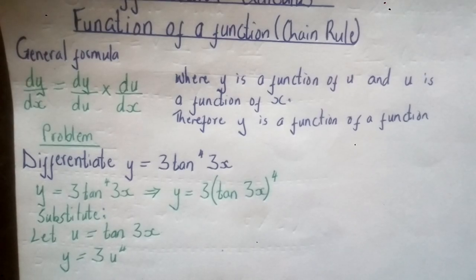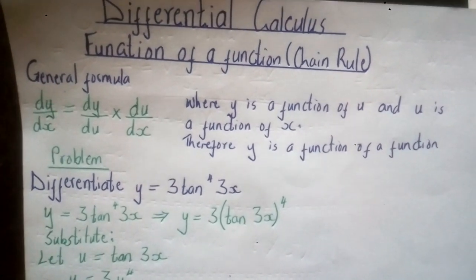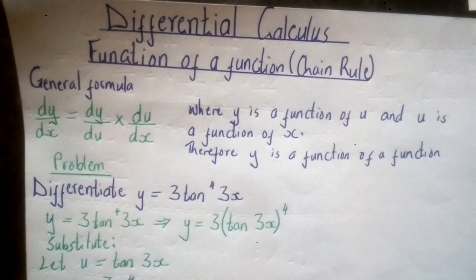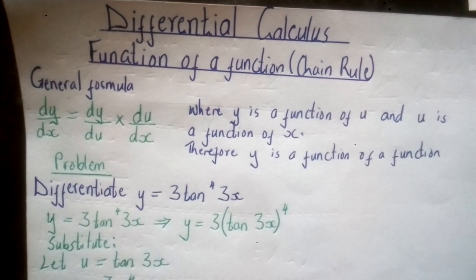Hello, ladies and gentlemen. My name is Steve Ricky, and I'll be taking you through differential calculus, a subject called function of a function, or chain rule. The general formula is dy all over dx is equal to dy all over du times du all over dx. That means the differential coefficient of y with respect to x is equal to the differential coefficient of y with respect to u times the differential coefficient of u with respect to x.